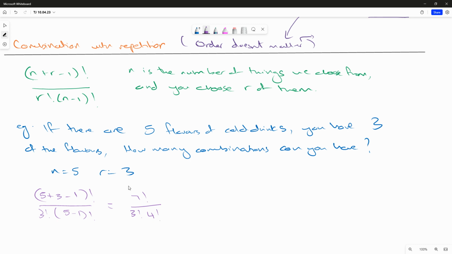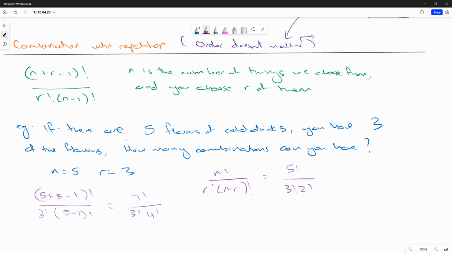And this is in particular with repetition, where we're using this. We're reducing this by 1, 5 minus 1, but at the same time we're increasing the top number by r and minusing 1. So what happens if I had n factorial over r factorial and n minus r factorial? This would end up as 5 factorial over 3 factorial times 2 factorial.